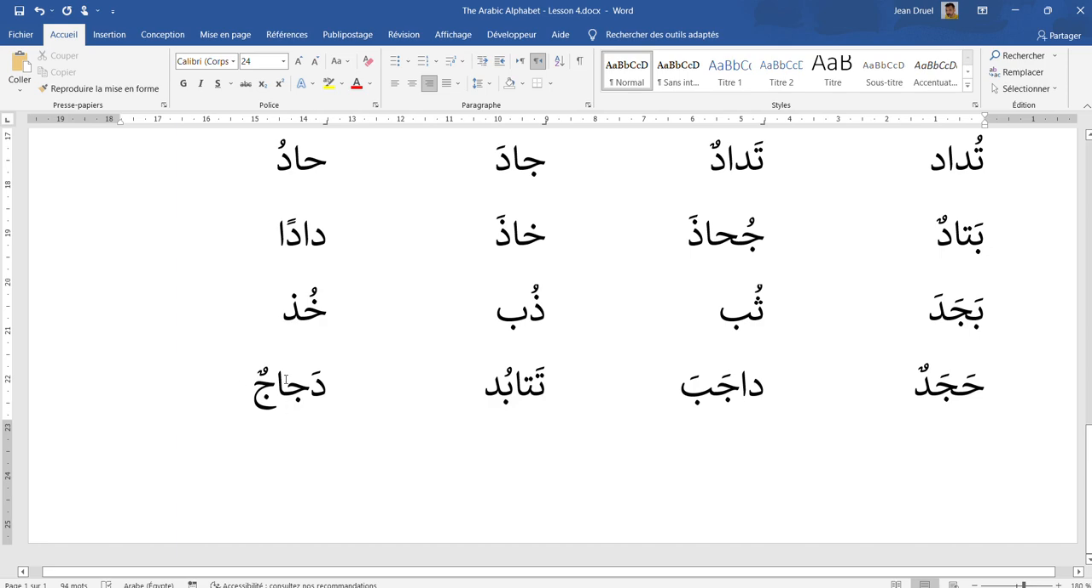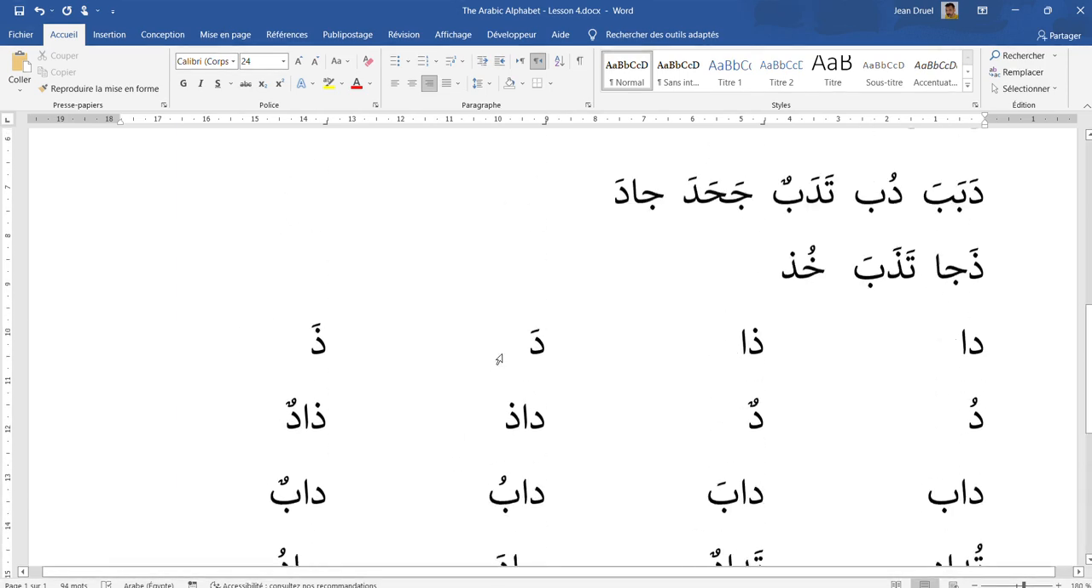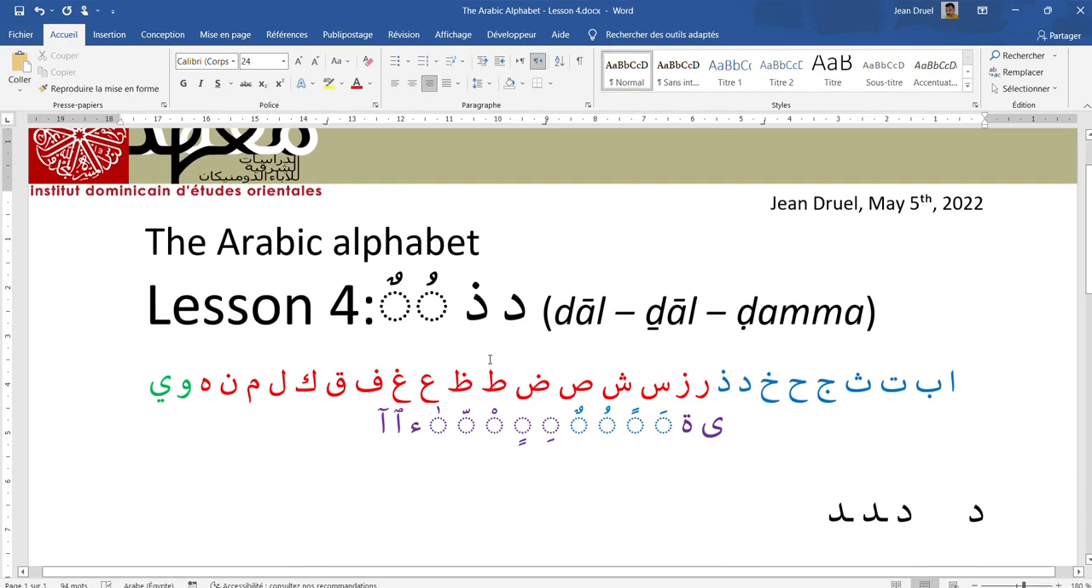Actually, this one is a real word, it means chicken. So, today we had two new consonants, dal and thal, do not connect on the left, plus two diacritics. The first one is a short u, and this one is a double ḍamma, pronounced un. So we have dal, zal, ḍamma, and two ḍammas.